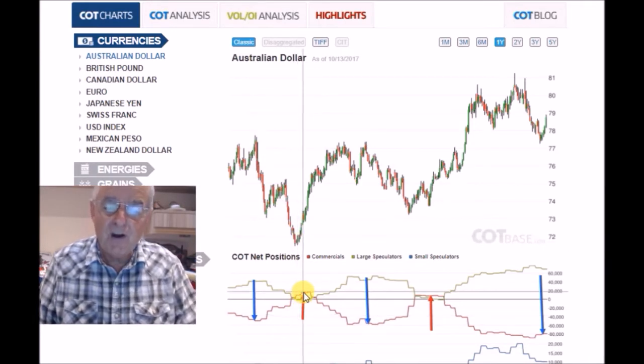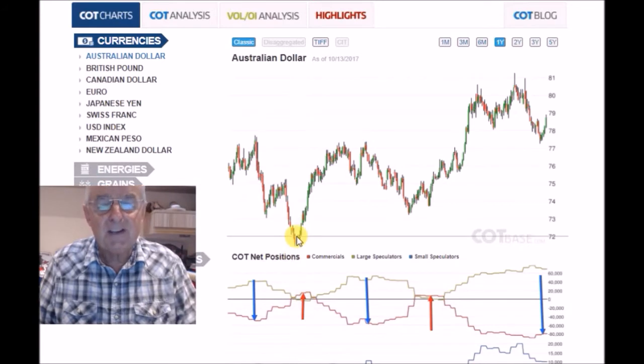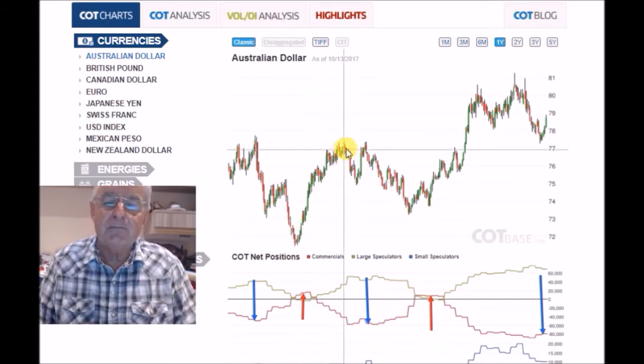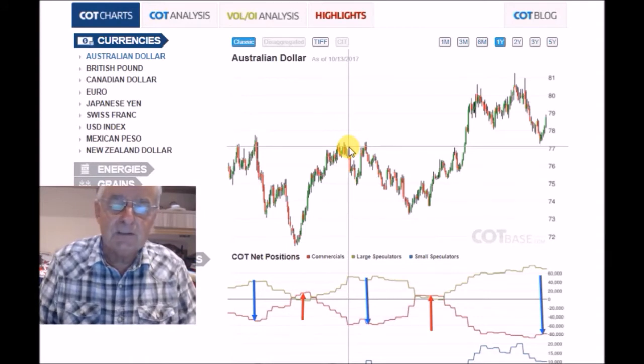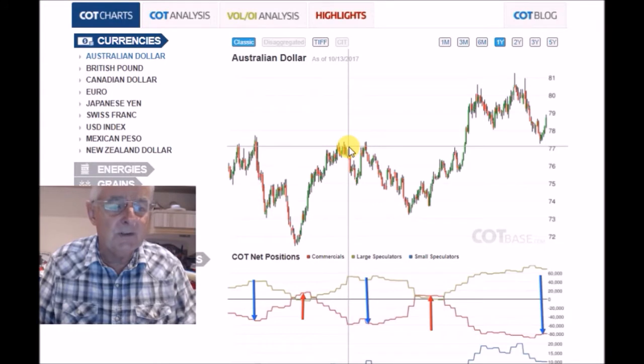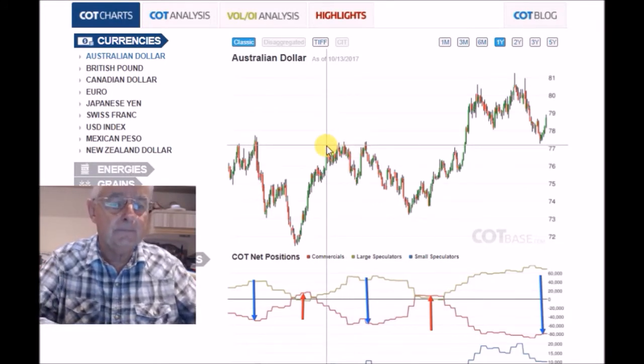Conversely, when we were at a high and very bullish for the commercials, and we were fairly bearish for the non-commercials, we actually had a hike in the rise of the price of the Australian dollar. This is a very useful tool to be using, and we can show you other ways that we use it and other things that we do with it.